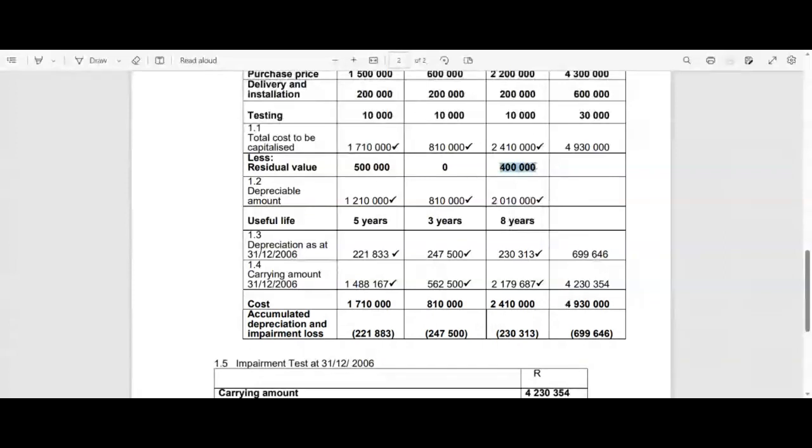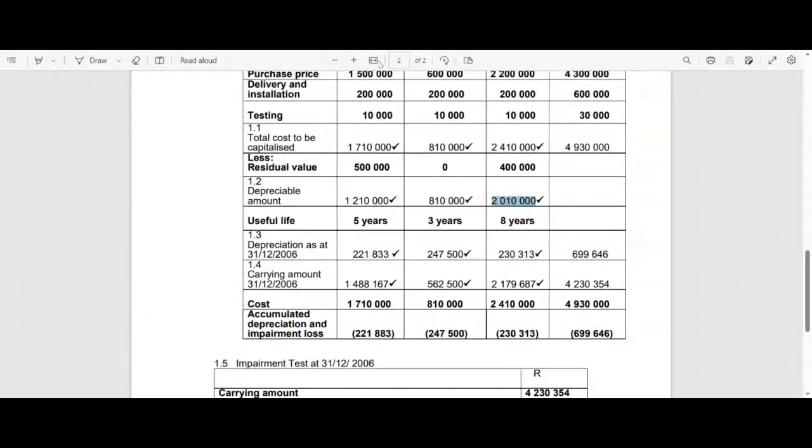That is what we believe. That is what we estimate we should be able to sell it for, 400,000, which means in turn that the value that we are going to use up of that cost, the total cost that we are going to consume during the course of that 8-year period, is going to be the difference between those two figures. So in other words, 2,010,000 rands. Right, so far so good.